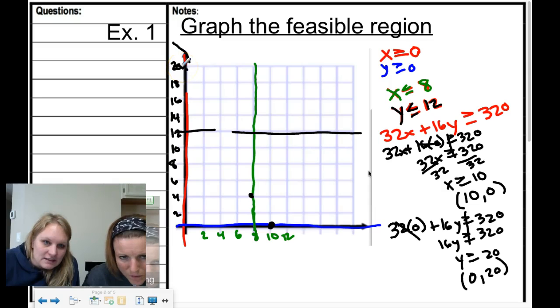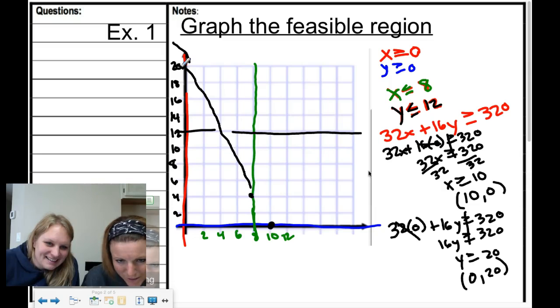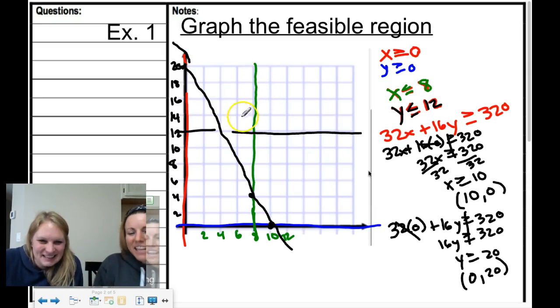Let's try this again. So it needs to go through that point there. Yep. Keep going. You're fine. You're gonna do it. She's doing it. All right.